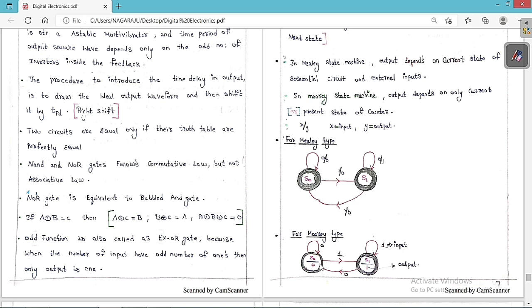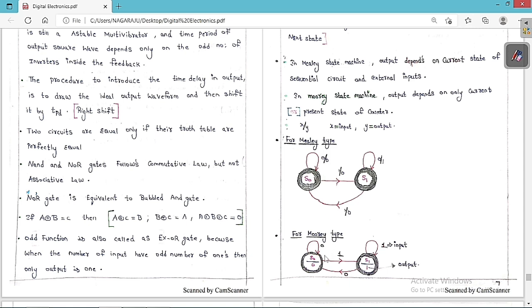So in a Moore state machine, it is independent of the input. Whereas here, output depends upon the current state of the machine and also the external input, whereas here output depends only on the current state of the machine. These are things you always have to keep in mind. The easy way we write is X by Y. X is called the input and Y is called the output. So finally I can say that in a Mealy state machine, output depends upon the current state of the sequential circuit and also external inputs.